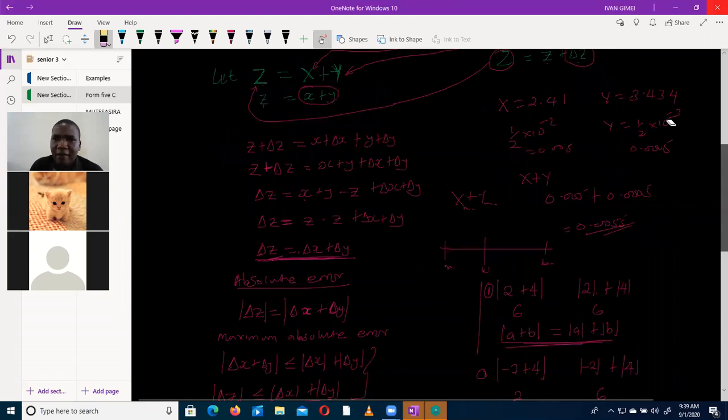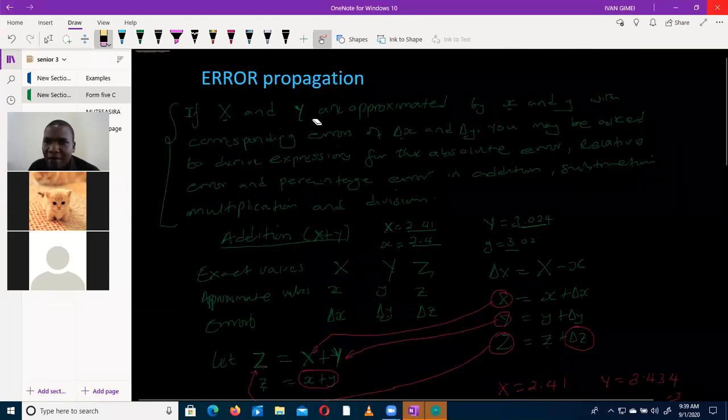What's the introduction? They are saying, if capital X and capital Y are approximated by small x and small y with corresponding errors of the x and the y, you may be asked to derive the expression for the absolute error. They may ask you to find the expression for the absolute error, the relative error, and also percentage error. In addition, that's what we're dealing with. In subtraction, we're going to look at that, multiplication and division.